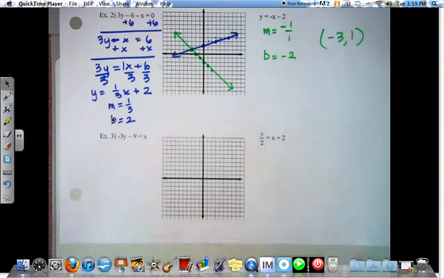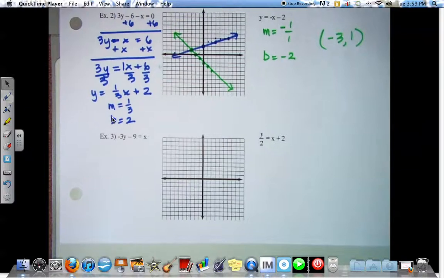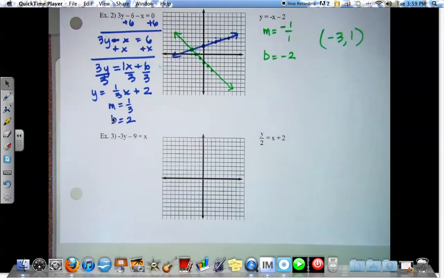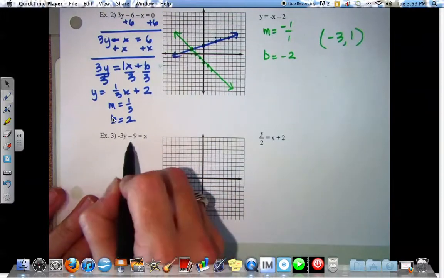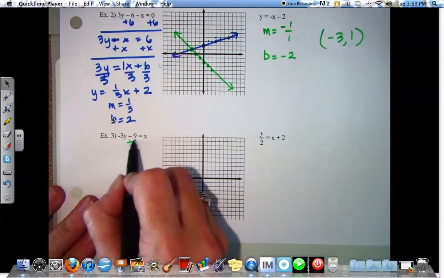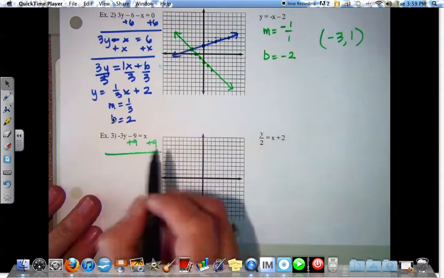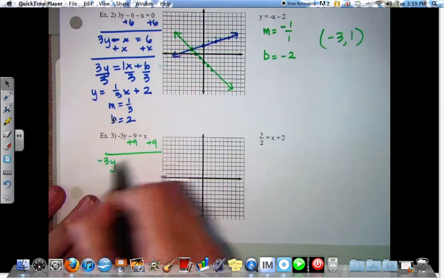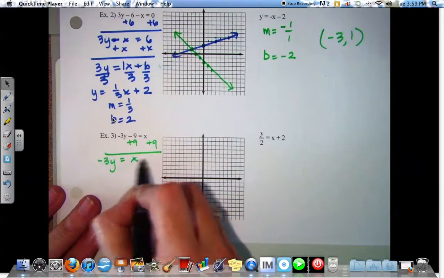Next equation, negative 3y minus 9 equals x. We need to get y by itself. On the other side, we have y divided by 2 equals x plus 2. So we need to work on both of these. Add 9 to both sides. We have negative 3y equals x plus 9.